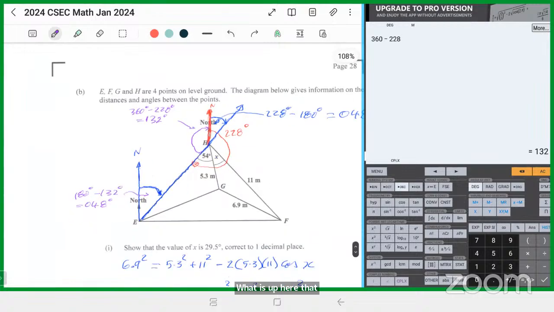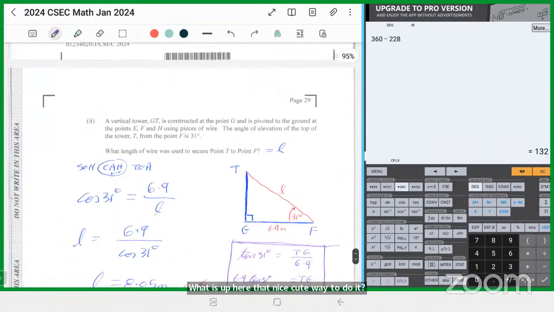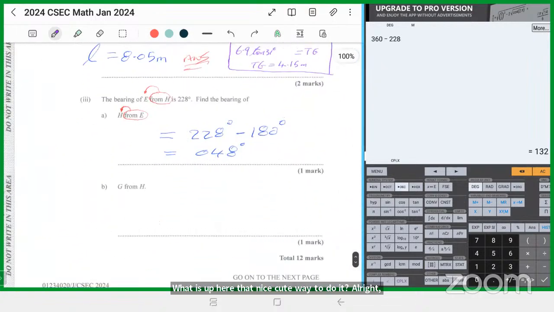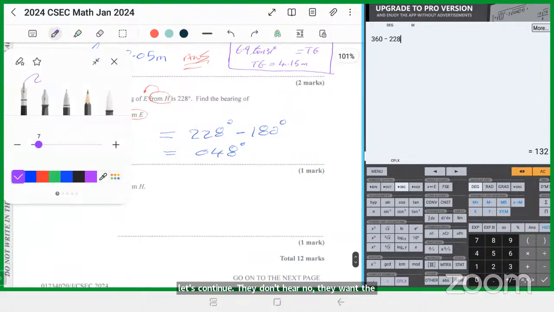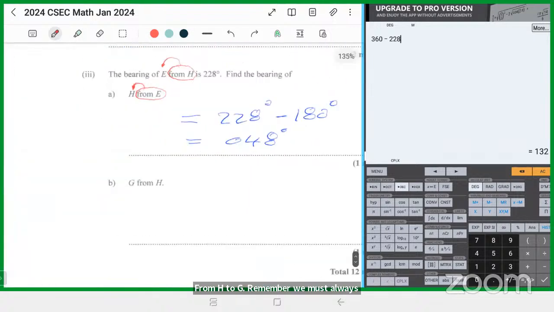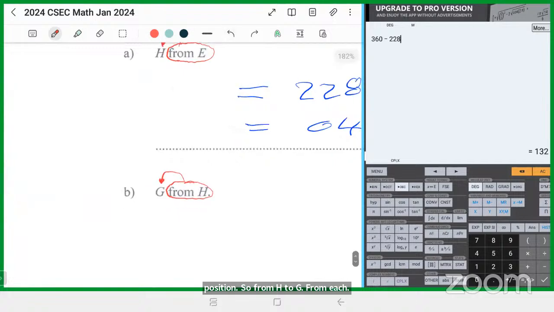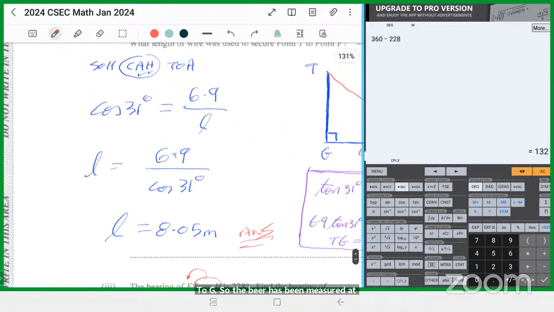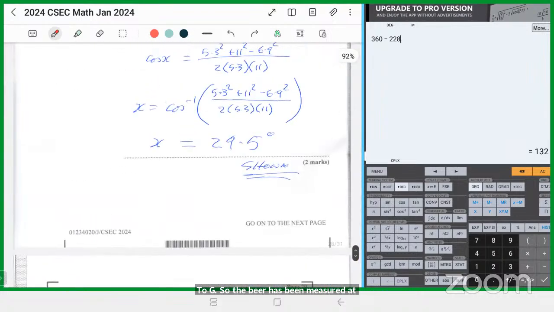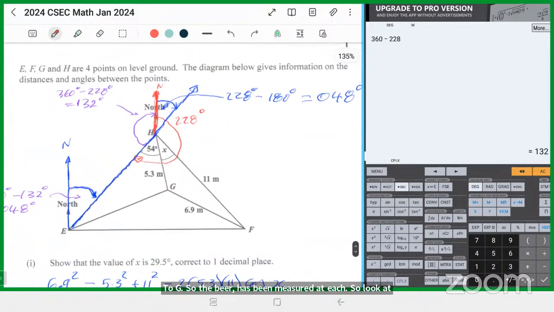All right, let's continue. Then down here now, they want the bearing from H to G. Remember, we must always note the from position. So from H to G, from H to G. So the bearing again is being measured at H. So look at the diagram here. The bearing is now being measured from H.